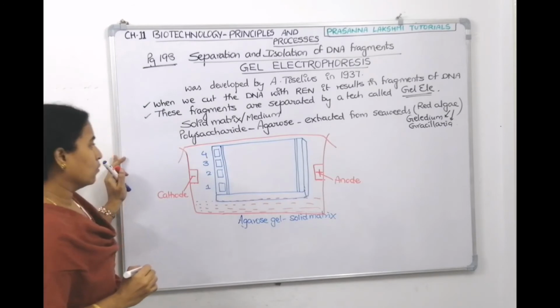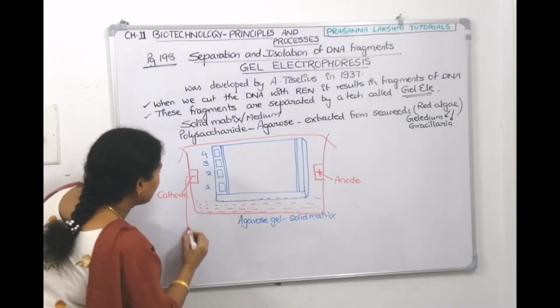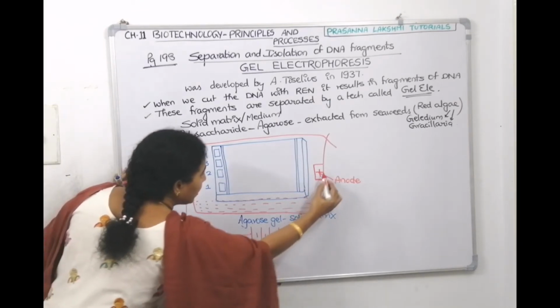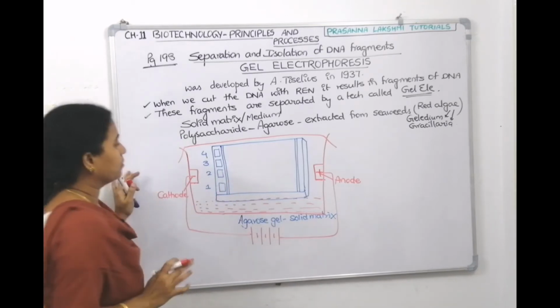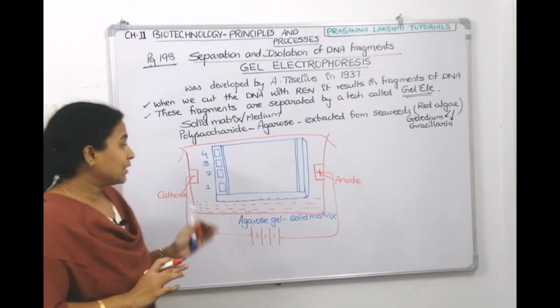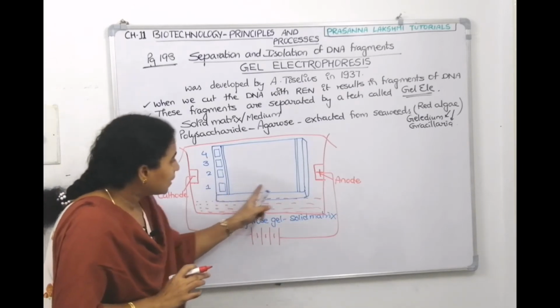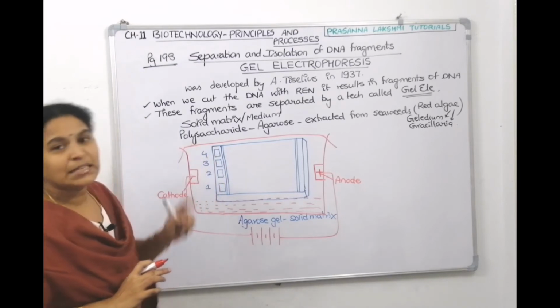I'm connecting both the electrodes to the electric field. I'm just connecting it to the circuit. I'm closing the circuit. I'm passing electricity from this electrode to this electrode. Now, when you pass electricity from this electrode to this electrode, what happens? Here is the agarose gel, and here is your DNA sample.